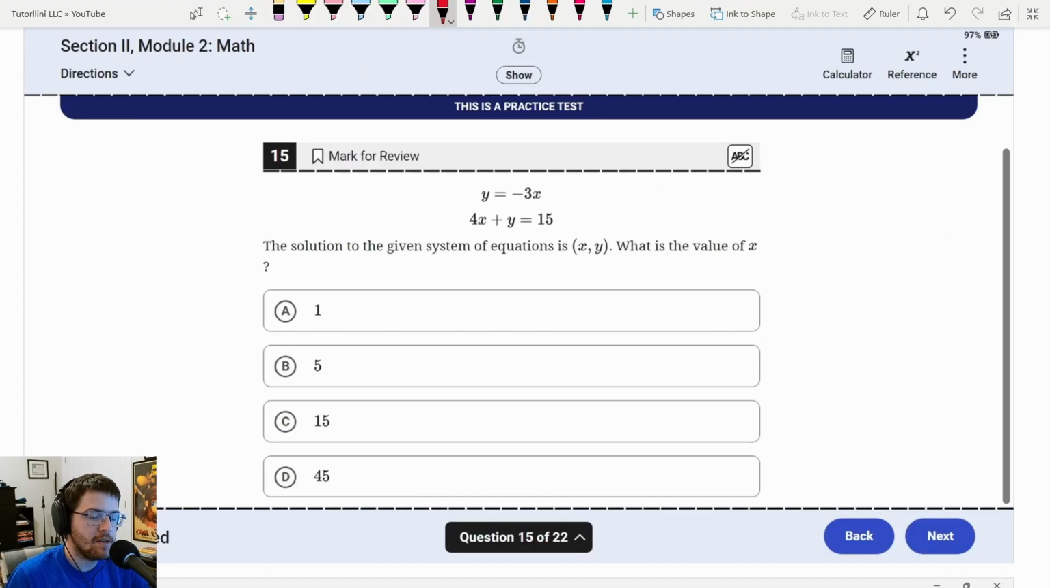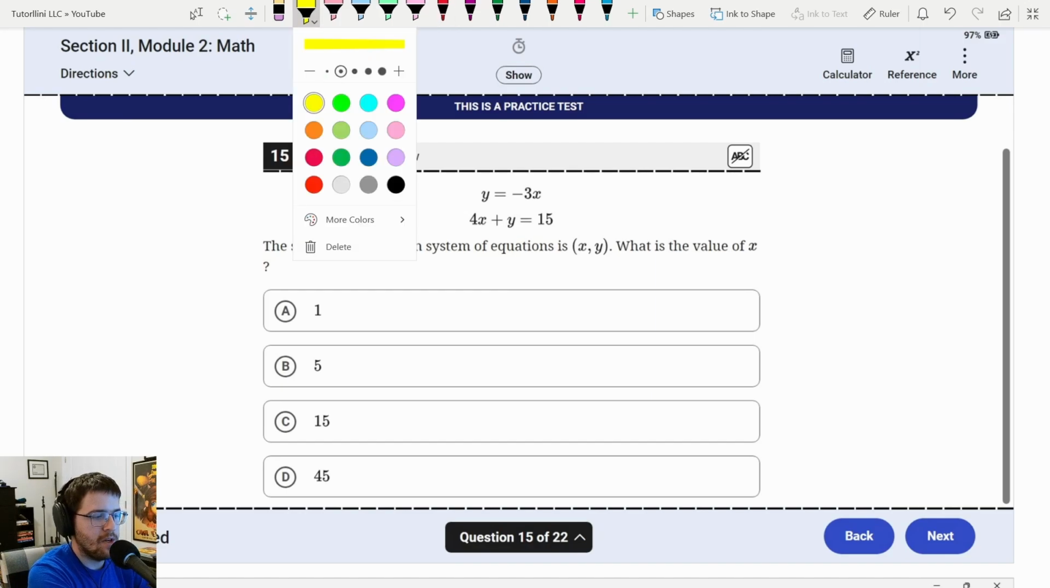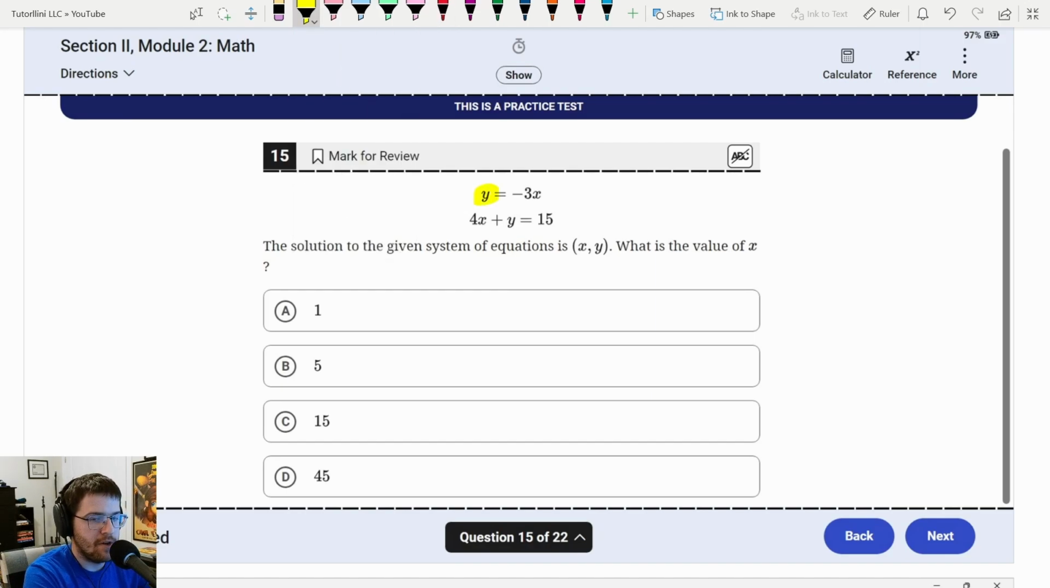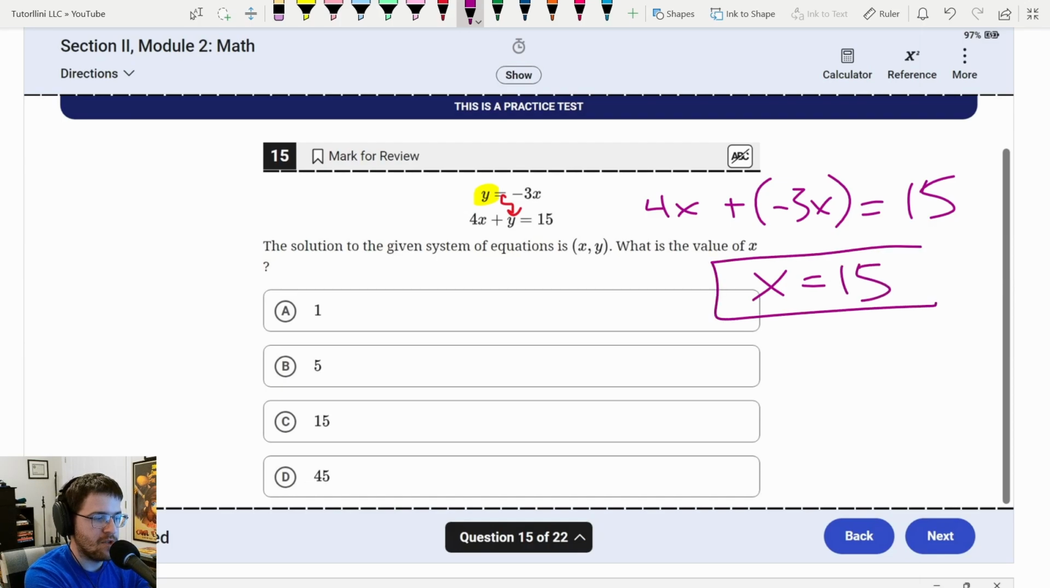Okay, question 15. This is a linear system. A bunch of ways to do it. I'm noticing there is one variable by itself, like a loner variable. So I'm going to substitute for y. So I'm going to take this and plug it into the other equation. So I get 4x plus negative 3x is equal to 15. And 4x plus negative 3x is just 1x, or x. So the value of x must be 15, which is choice C.